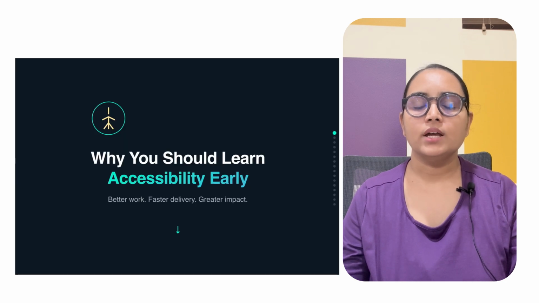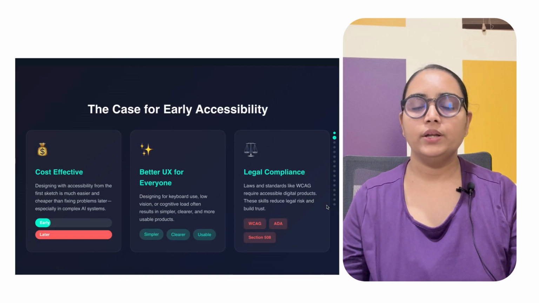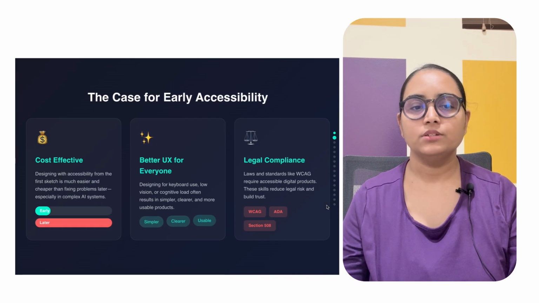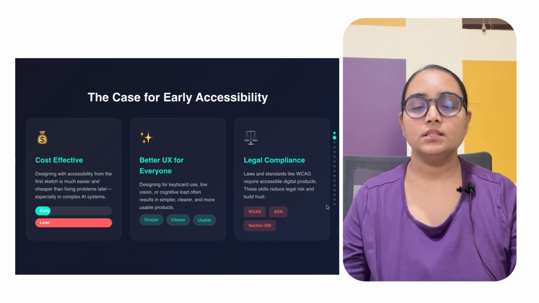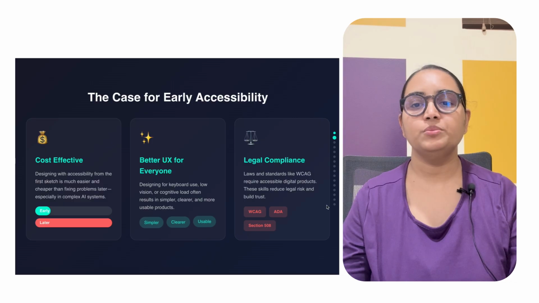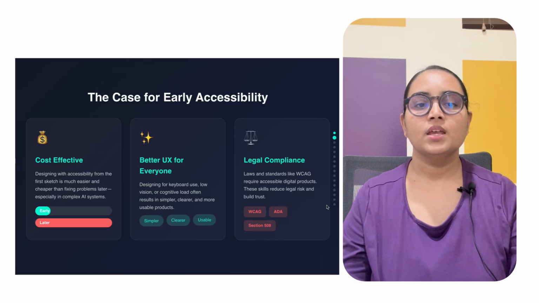Why should you learn accessibility early? Learning accessibility early makes your work better, faster, and more impactful. Designing with accessibility from the first sketch is much easier and cheaper than fixing problems later, especially in complex AI systems with models and data flows.